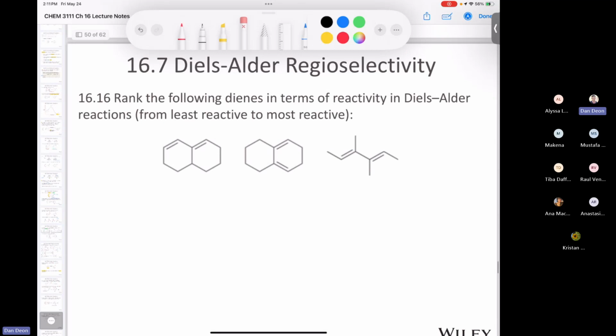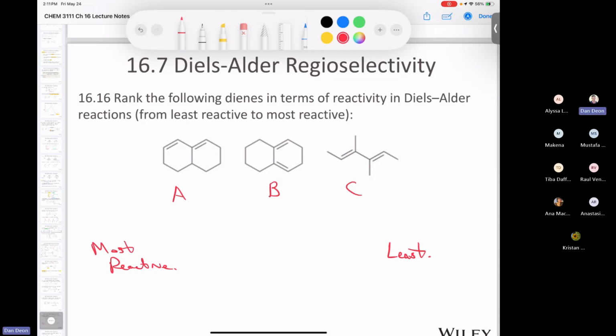All right, now with these three dienes, it asks us to rank them in order of reactivity in a Diels-Alder reaction. So we're going to call this one A, this one B, and this one C, and we'll go from most reactive to least reactive. We'll start with the least reactive. Can anybody tell me which one of these would just be the least reactive? It's not going to react in a Diels-Alder. It just won't happen.